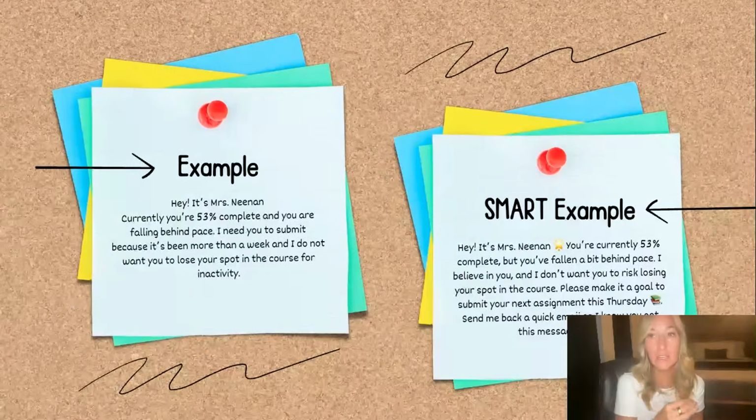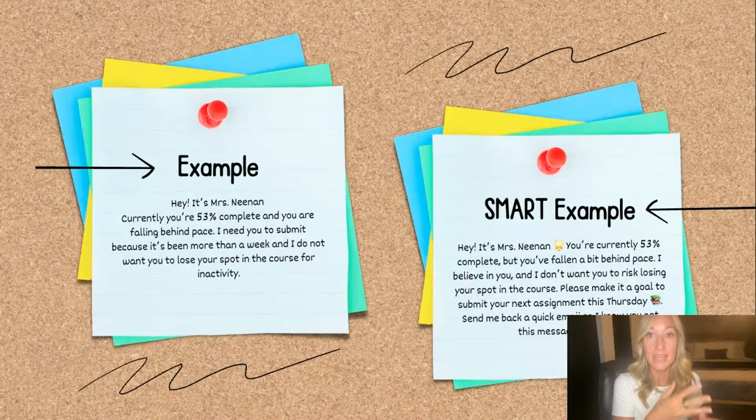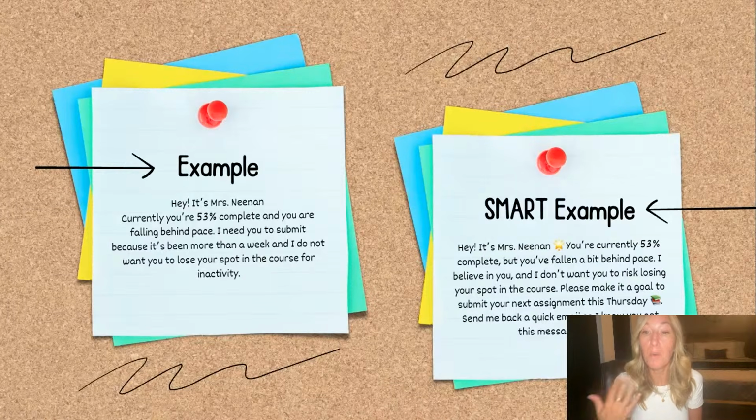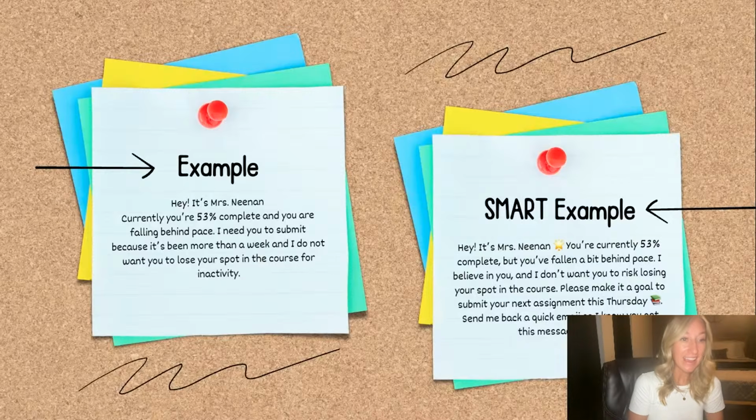This is encouraging but firm. It sets them a goal, gives them a deadline, but it also reassures the student that you believe in them, which is huge. This first message may feel like scolding or overwhelming. And this other message can turn what feels like bad news into a motivating action plan, which is really what we want. So this one, hey, it's Miss Neenan, and you're currently 53% complete, but you've fallen a bit behind pace.